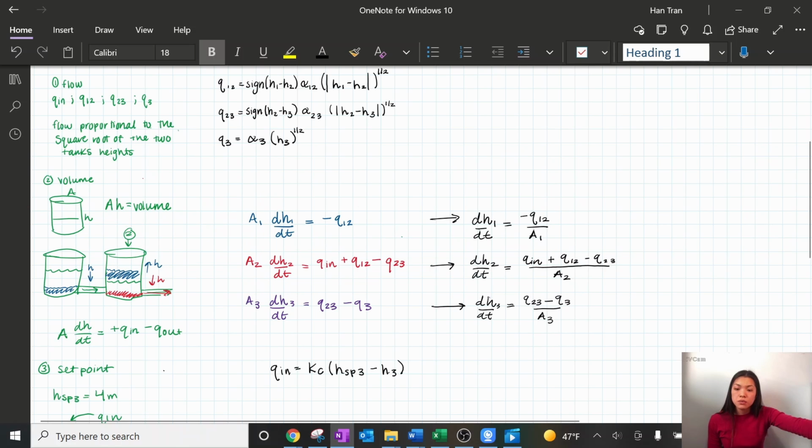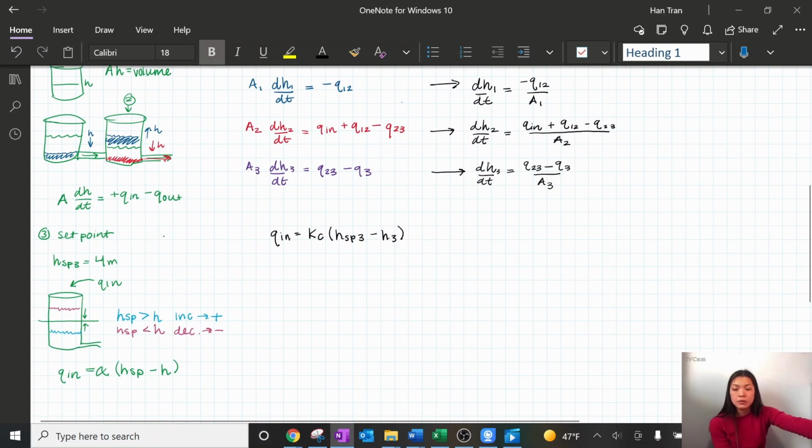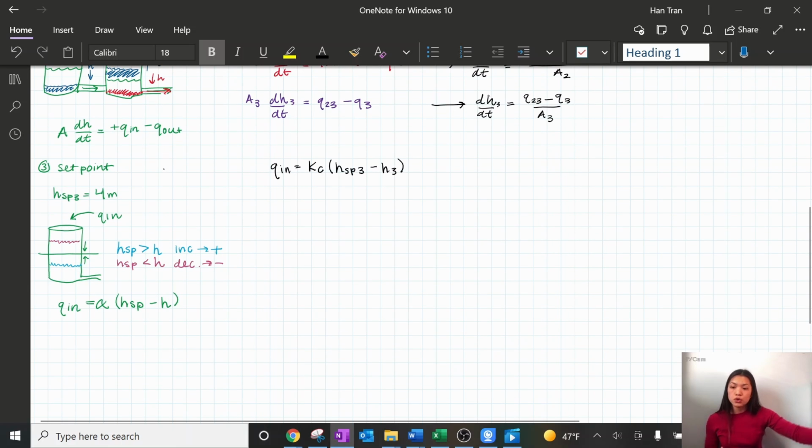And then what we did was we isolated the differential equations for the different fluid heights by dividing by the different cross-sectional areas. So that gave us the differential equation for the fluid height in tank 1, and then the differential equation for the fluid height in tank 2, and then the differential equation for the fluid height in tank 3. And then we also talked a little bit about the set point. So we knew that the set point was at 4 meters.